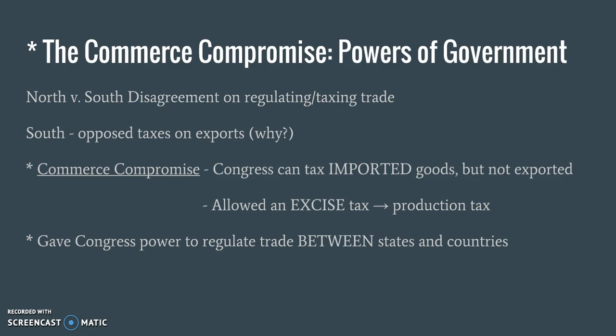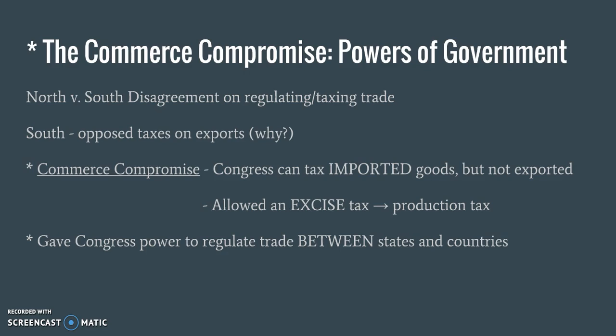The South also feared a government taxing exports because they exported stuff, right? This is where the southern states made their money. They exported cotton around the world, exported tobacco and indigo and all those things. So they didn't want to have to pay a tax to ship their goods out. They also didn't want to have to pay a tax to import things from around the world either.